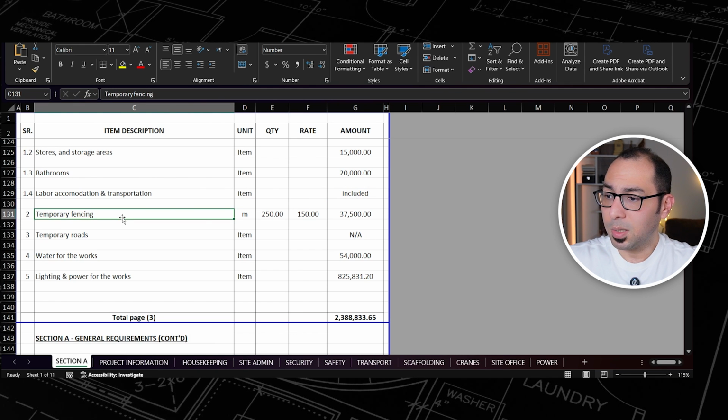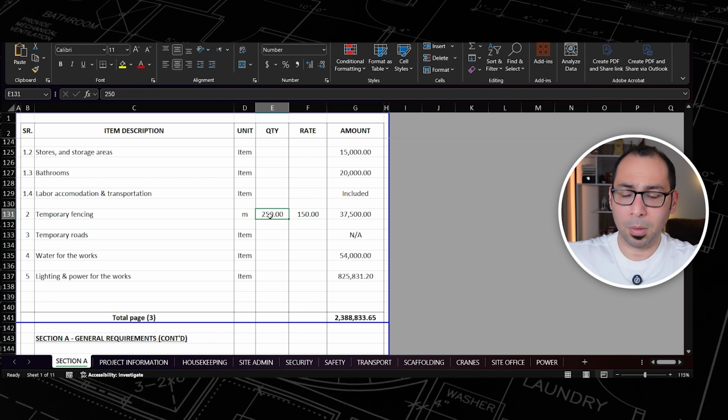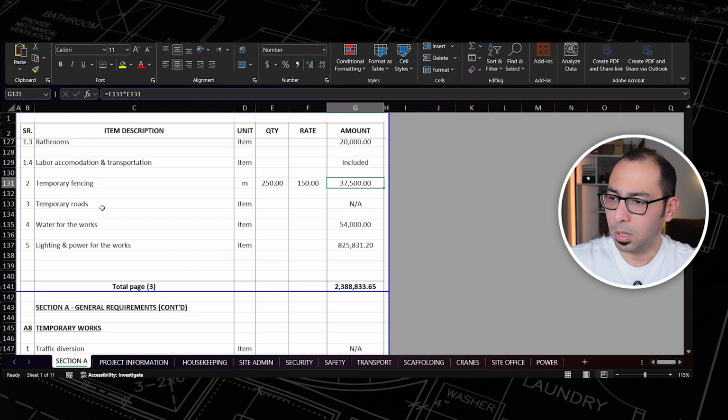And the temporary fencing here, we are talking about the site hoarding or site fencing. So how many linear meters multiplied by the rate? I am getting 37,000 here. Temporary roads, I am assuming not applicable here.